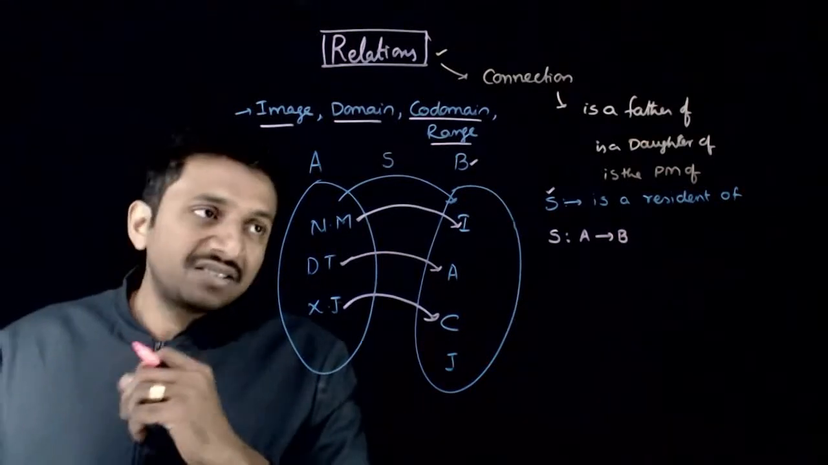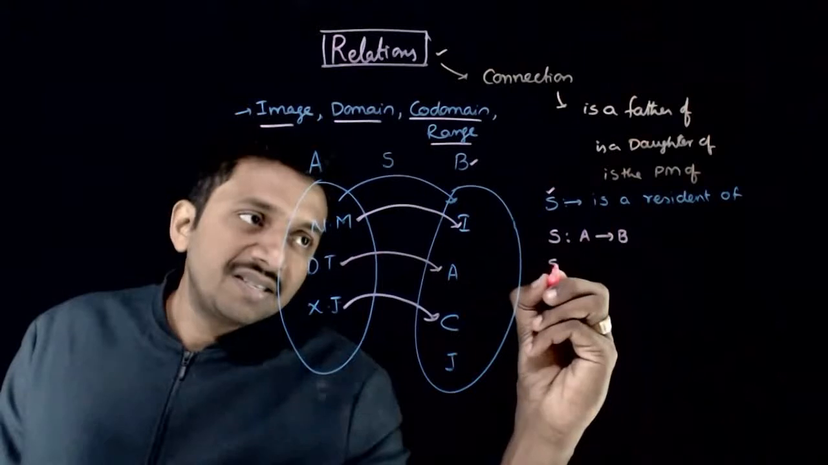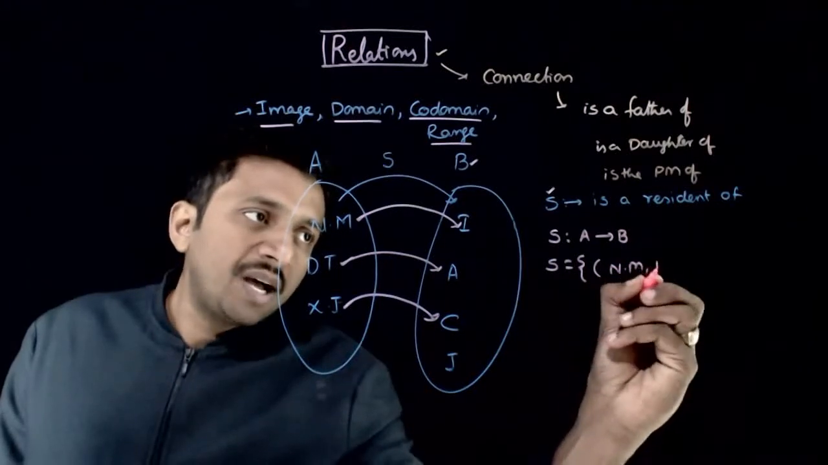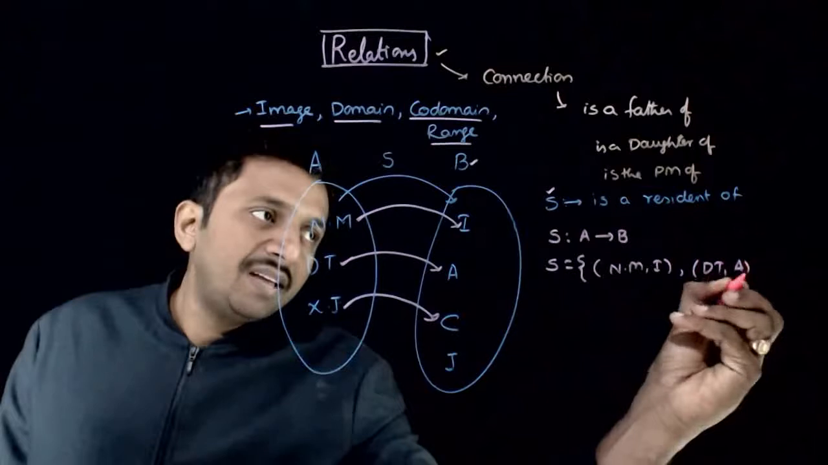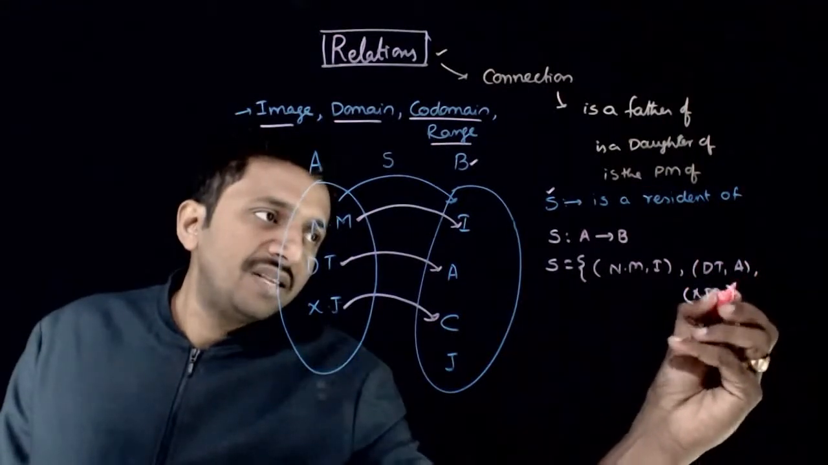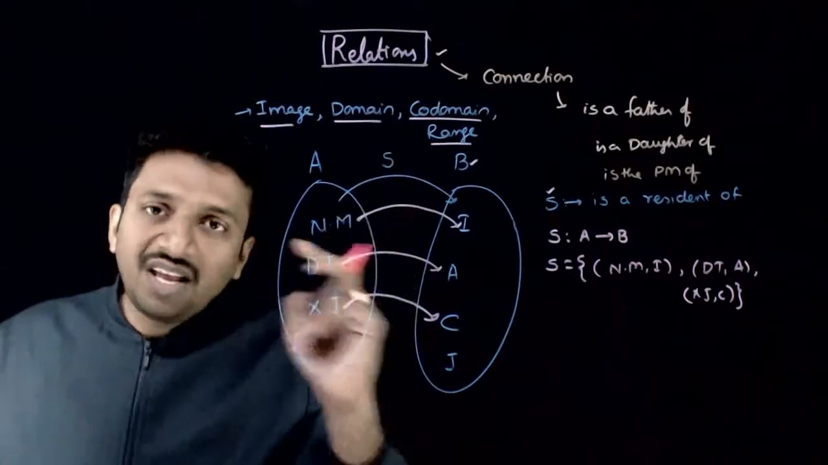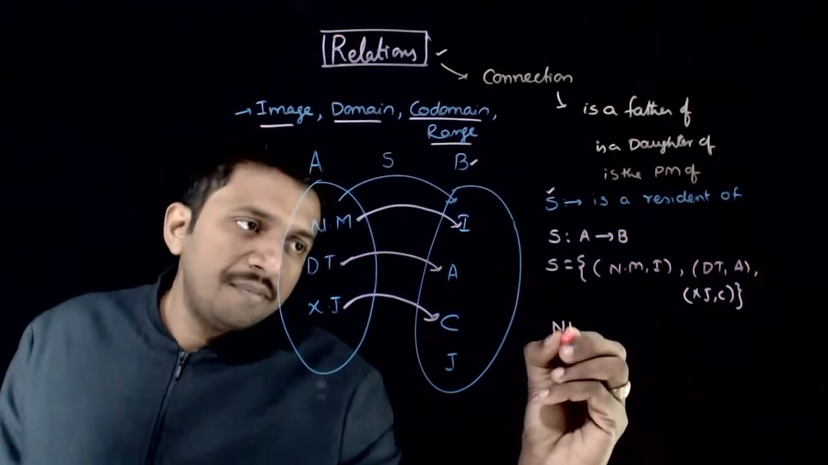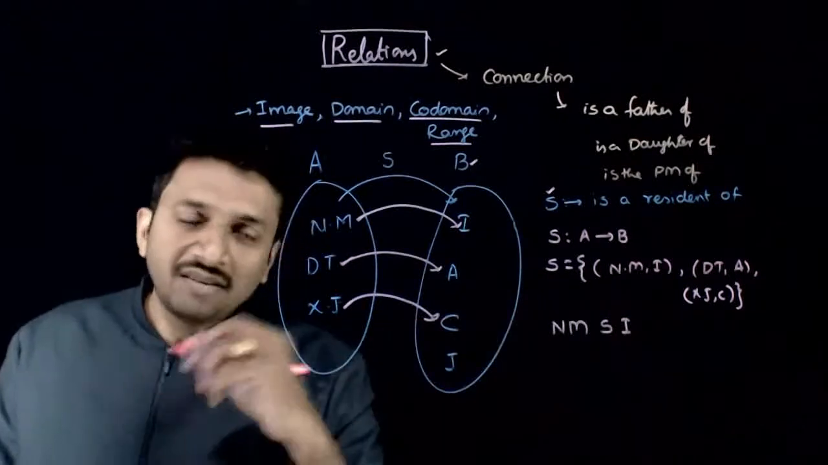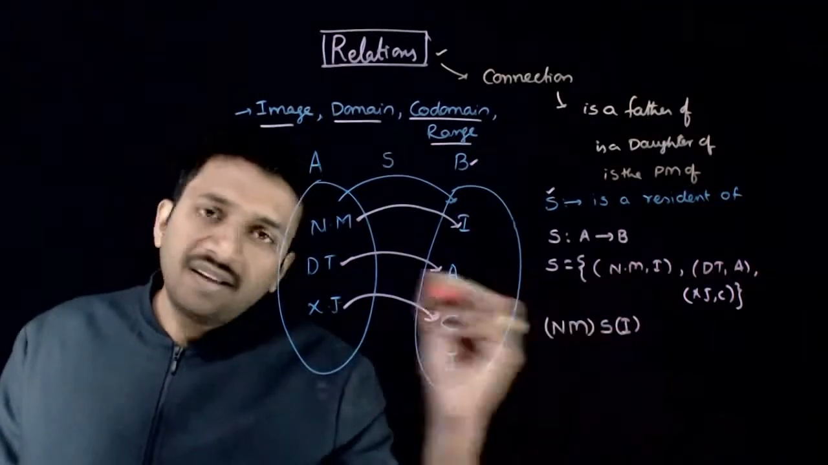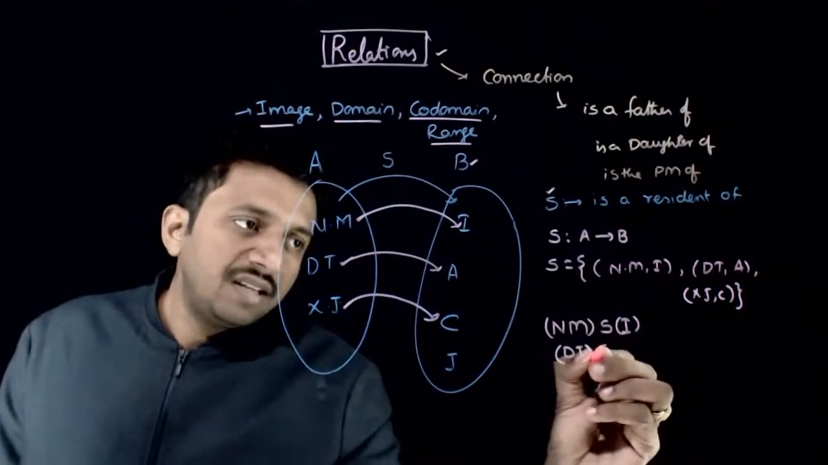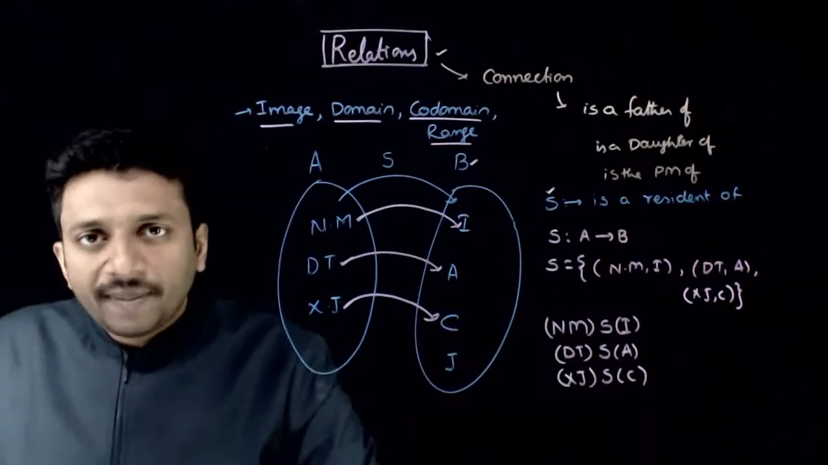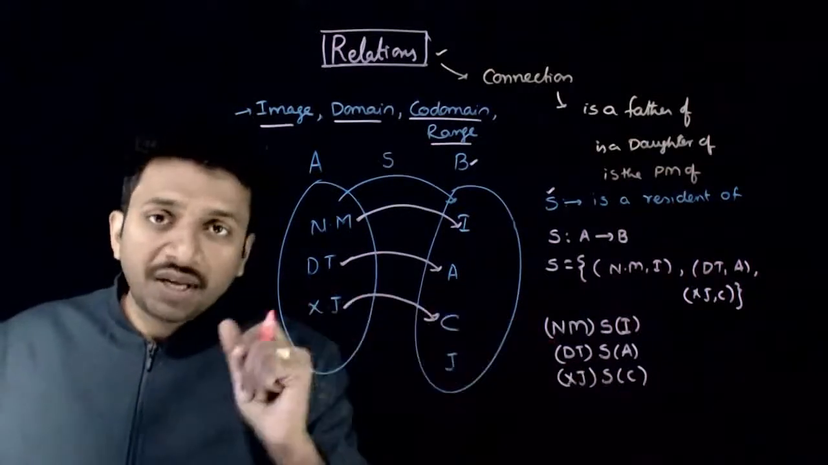So how do we write this? The different ways of writing: S is a relation. S is equal to the relation which contains ordered pairs (NM, I), (DT, A), (XJ, C). That is, this relation S contains 3 elements, these 3 ordered pairs. Next, I can also write something like this. NM is S-related to I. So Narendra Modi is being related to I by the relation S. DT is S-related to A. XJ is S-related to C. So this is another way in which I can represent.